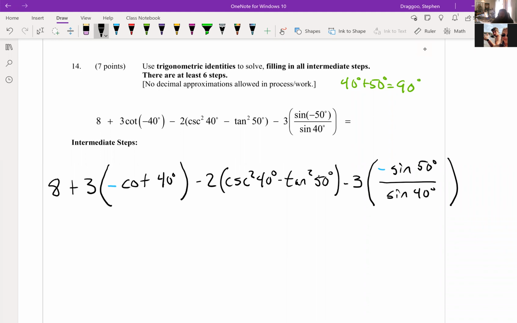Looking at that first step, I've just used even and odd identities in those two places highlighted in blue. Cotangent is an odd function, so the negative gets factored out. Sine is also an odd function, so that negative comes out of the inside, and everything else I've left alone, at least for the first step. So all I want to do is just start solving these pieces.